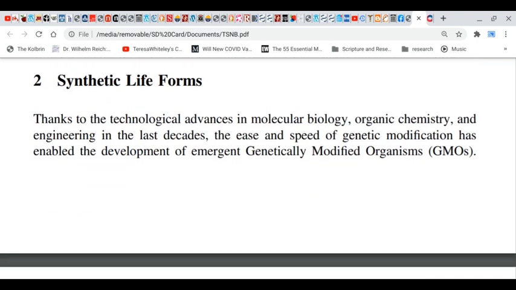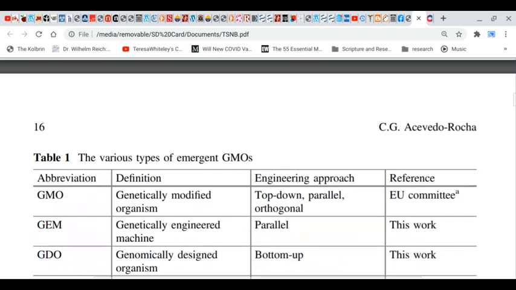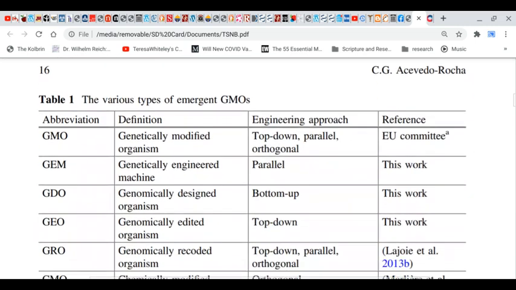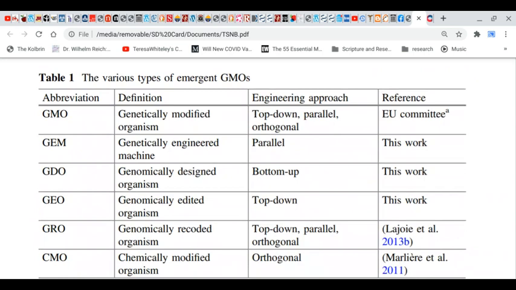Synthetic life forms. Thanks to the technological advances in molecular biology, organic chemistry, and engineering in the last decades, the ease and speed of genetic modification has enabled the development of emergent genetically modified organisms. Various types of emergent GMOs.